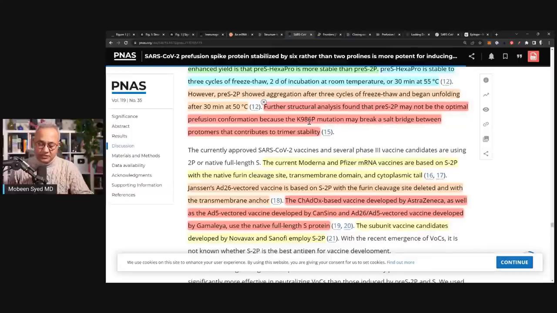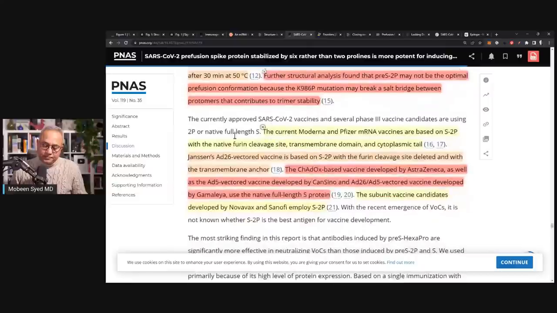And you are reading it here. Then the currently approved SARS-CoV-2 vaccines and several phase 3 vaccine candidates are using 2P or native full-length S. This is very important to keep in mind, native full-length. That means no modifications at all, just the raw spike protein. So let's see. The current Moderna and Pfizer mRNA vaccines are based on S2P with the native furin cleavage site, transmembrane domain, and cytoplasmic tail.